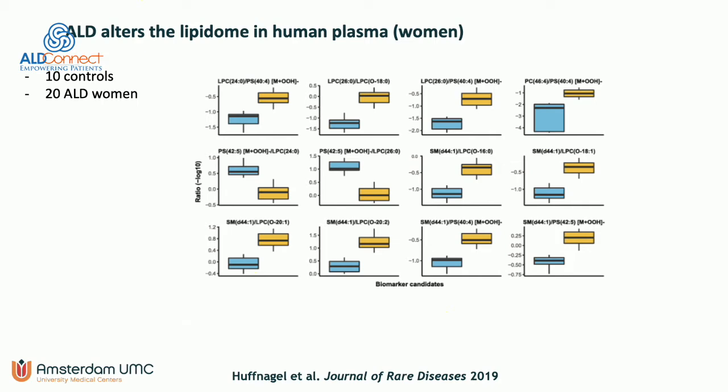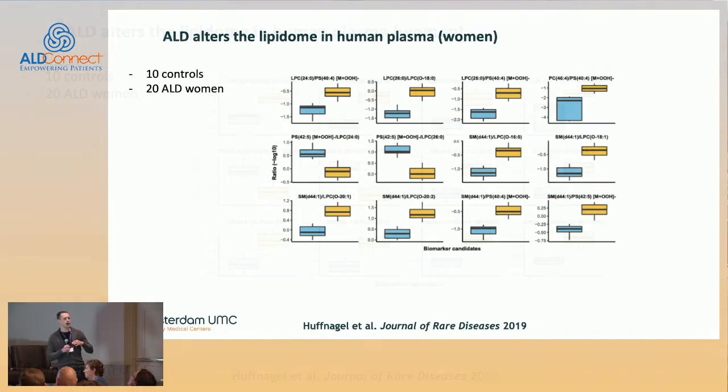And we can take this data and extract biomarker candidates from it. Remember that the C26 fatty acid showed some overlap between controls and ALD women. Well, we can take our lipidomics data and identify some candidate biomarkers. These are all biomarkers that are able to distinguish ALD women from controls. And moreover, these are all ratios of certain lipid species.